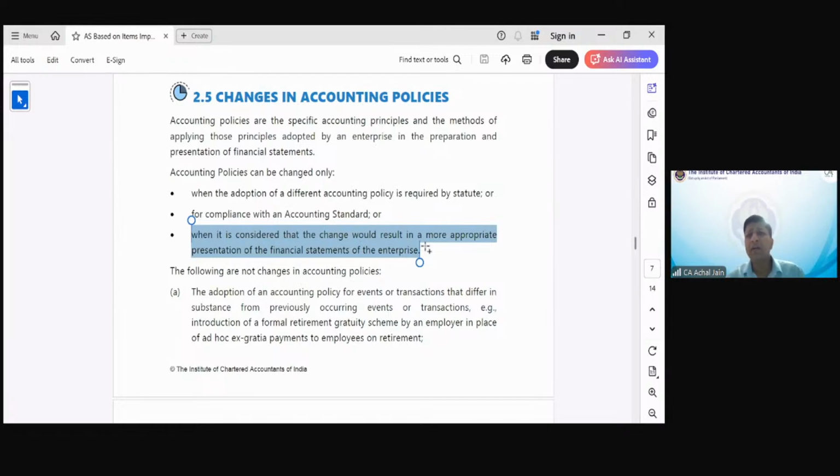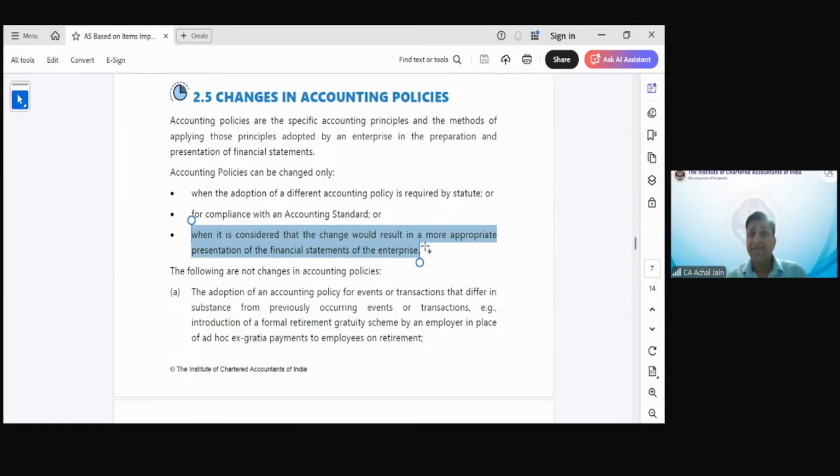In a particular year, the company wants to change it to FIFO. So the question may arise: why do you want to change it to FIFO? If the company says that by changing to FIFO, it will be a more appropriate presentation, then was the more appropriate presentation not considered in the previous years? So that sort of analysis is important.